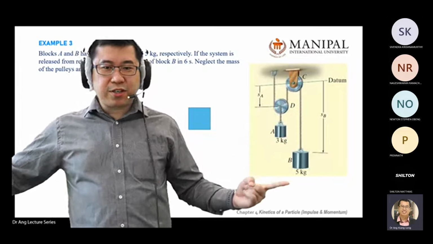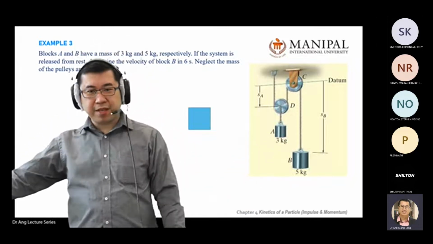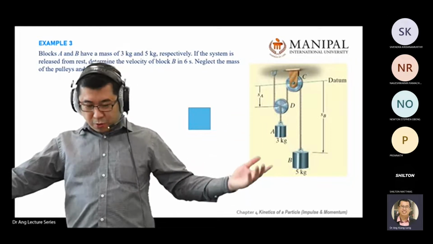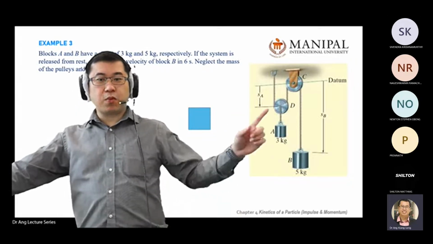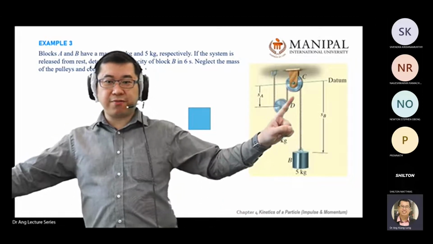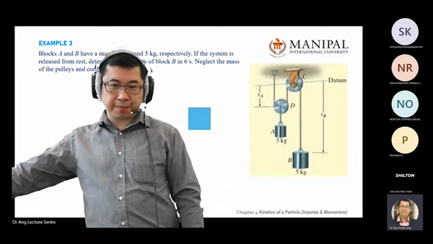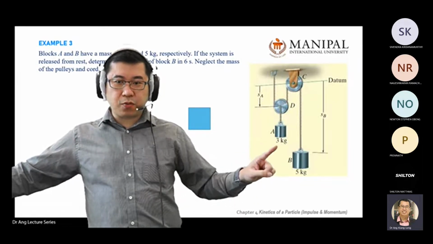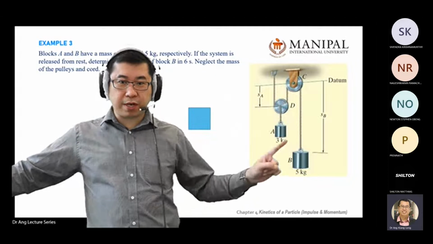There's a relationship between A and B. Okay, so when you have a pulley system, always go back to the pulley system. We always link A and B with what? With the length of the cable. You link the relationship of A, B with the length of cable. That is number 1 when you look at a pulley system.